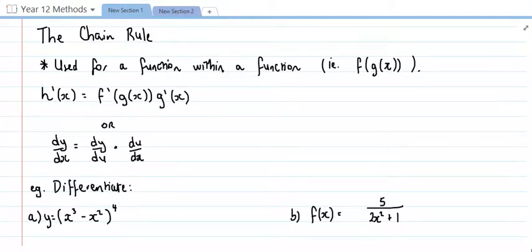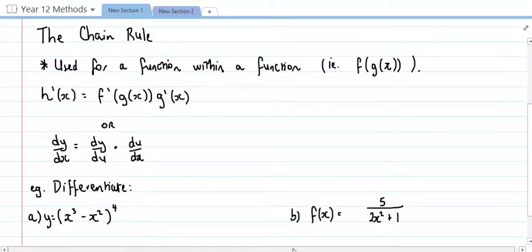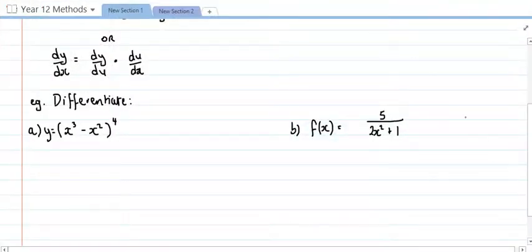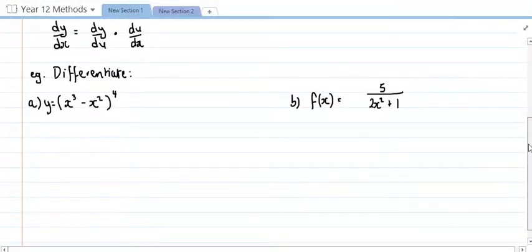So if we have a look at these, we will see how they can be used. I don't know what's going on here, just give me a second. There we are, that's better.